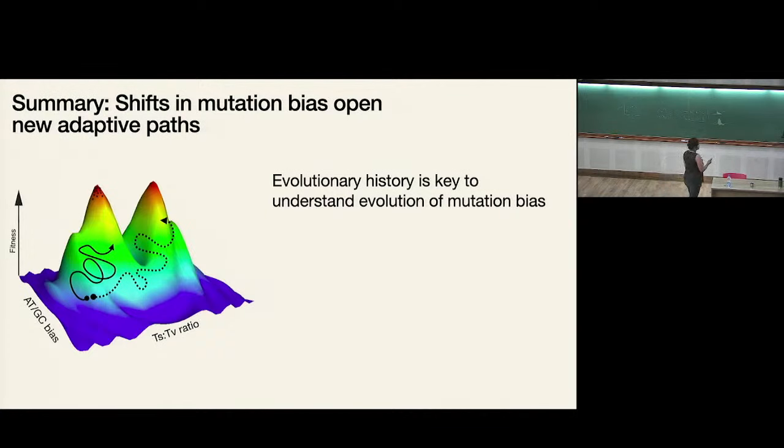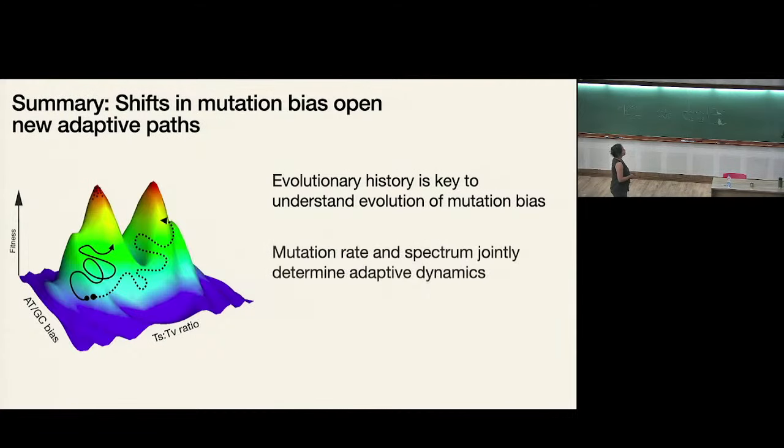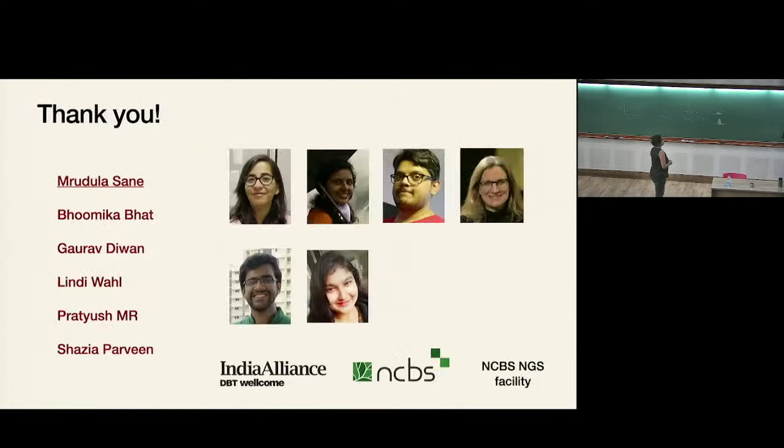And this is interesting because it allows people to now understand a lot better what is the role of the generation of mutations itself and the type of mutations itself in driving adaptation in different ways. Okay, so mutation rate and spectrum can jointly determine adaptive dynamics.